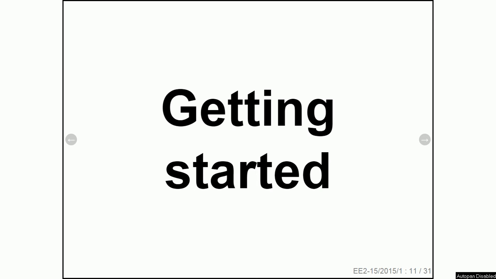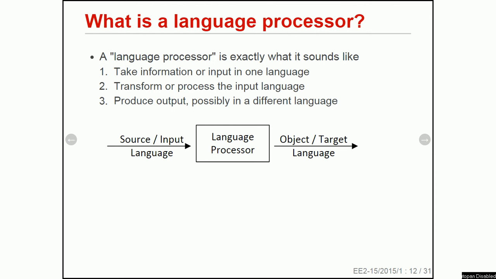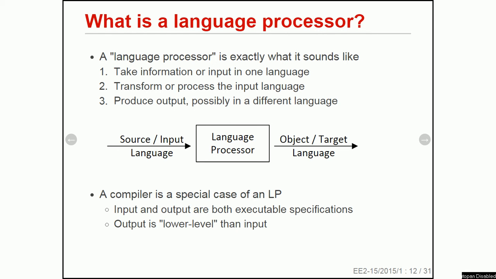Okay, so this is getting started with the technical content of language processors. A key question here is, what is a language processor? Essentially it's something that takes source text or input in one language, does something to that data or input stream, and produces output in possibly another language, possibly the same language. Some language processors will have the same input and output language, but often we'll be thinking about a higher level input language and a lower level output language, for example in the case of compilers.